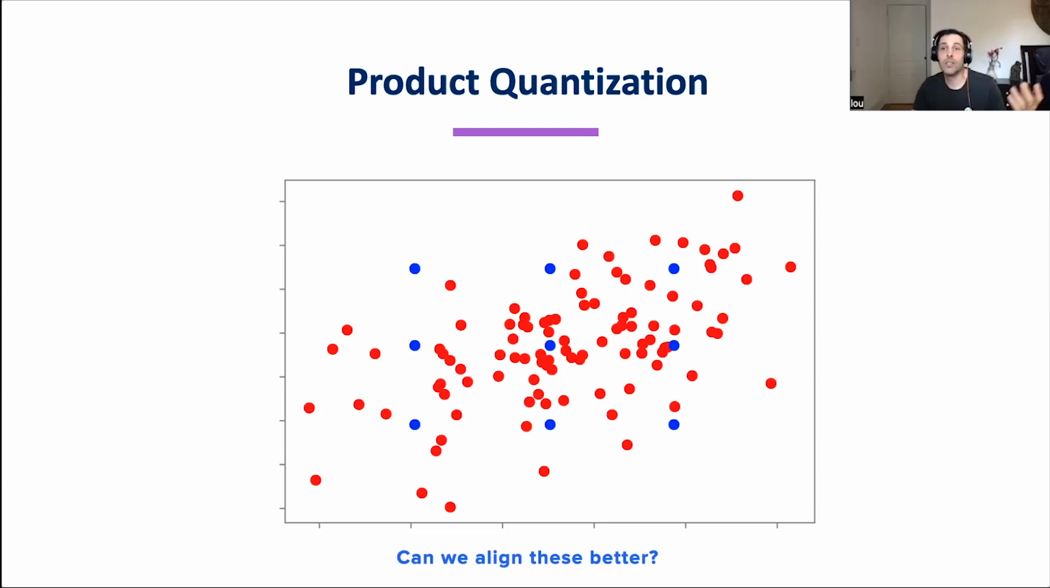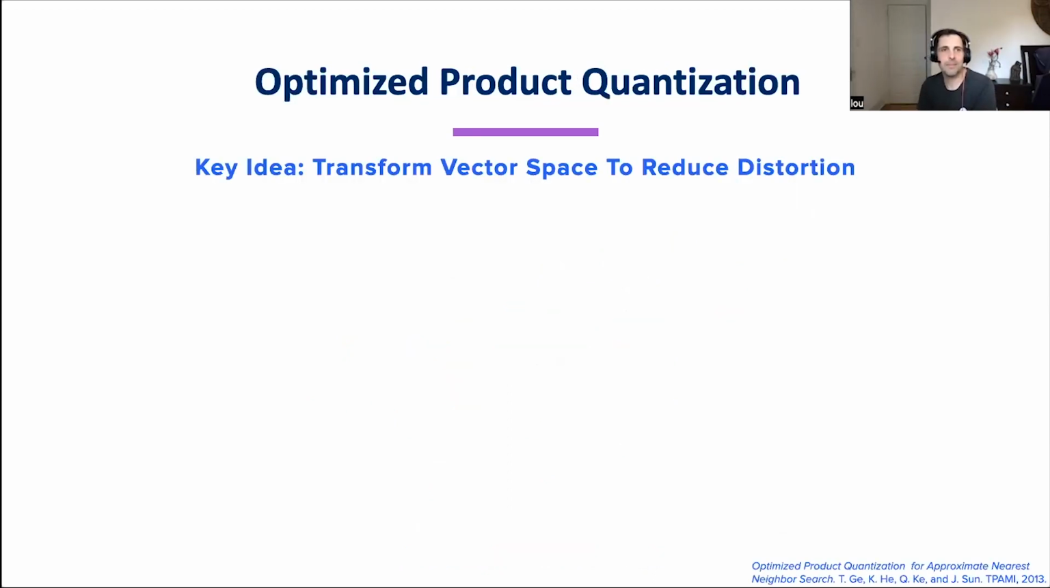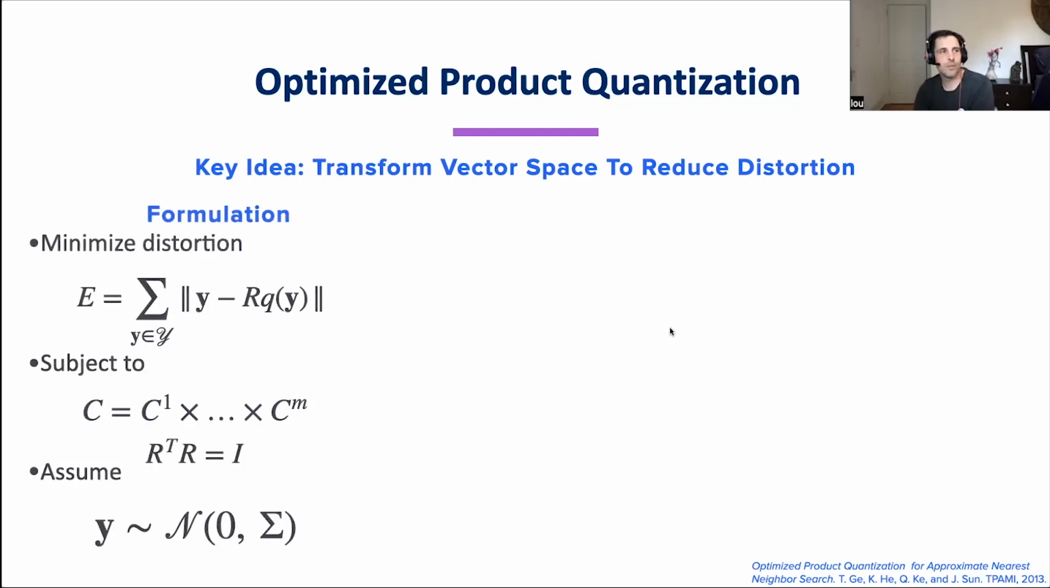Or can we move them around to reduce our distortion measure? Remember, that was the difference between the quantization value of our vector and the actual vector, right? So the idea behind optimized product quantization is to transform our vector space to reduce that distortion measure. More specifically, they want to minimize the distortion measure shown here by introducing this matrix R into the equation. So after the quantizer does its thing, you multiply the resulting codebook vector by R, and then you subtract it. Subject to the constraint that we're still doing product quantization, that's the codebooks are in C, and that R transpose R is equal to the identity. So it's a well-behaved matrix.